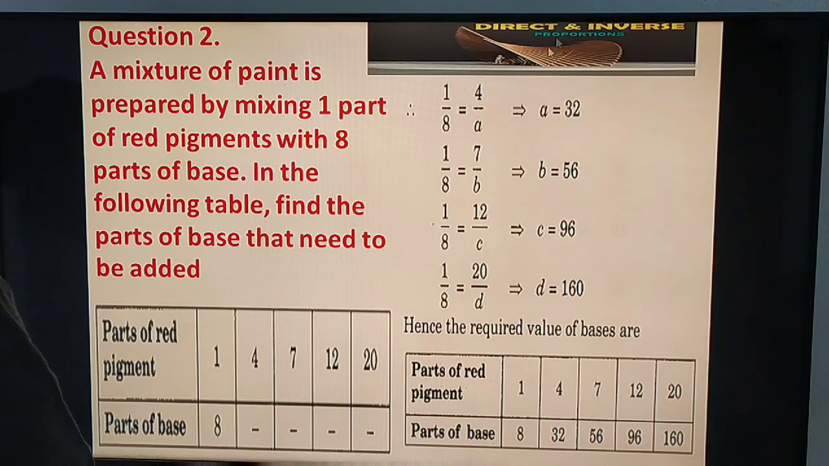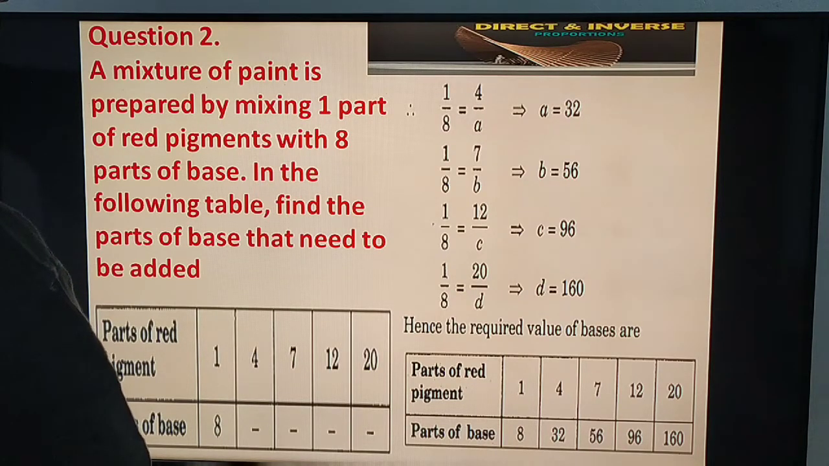Now 4 parts of pigment, how many parts of base? So 1 by 8 is equal to 4 by A. If you do cross multiplication, A equals 32. So 4 parts of pigment require 32 parts of base for the paint. Now the second, this is 7 and let us say the base part is B. So 1 by 8 equals 7 by B. If you do cross multiplication, then B is 56. So 7 parts of the pigment require 56 parts of base.